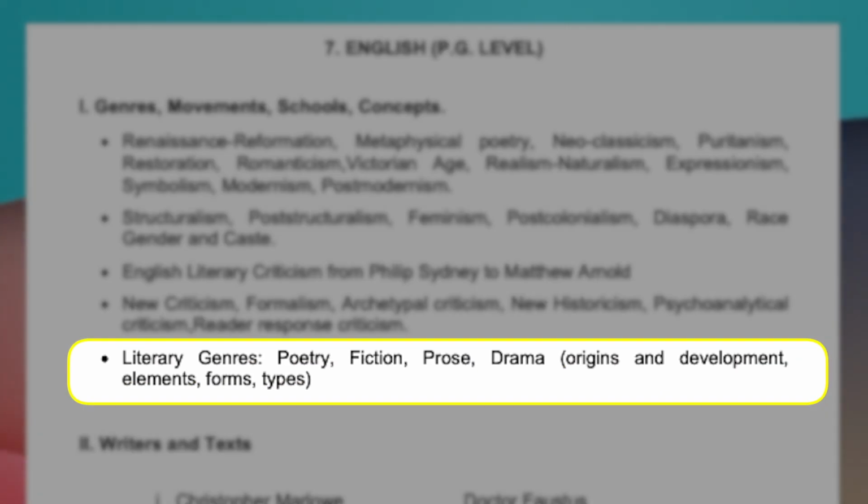Alright, moving forward, literary genres: poetry, fiction, prose, drama. That is a part of British literature. As you study British literature, you will automatically cover this unit.